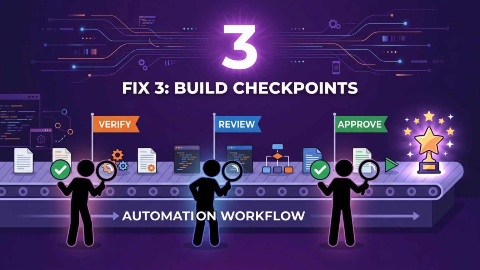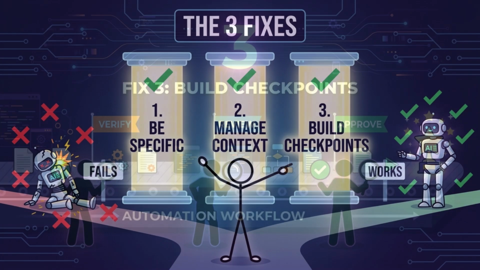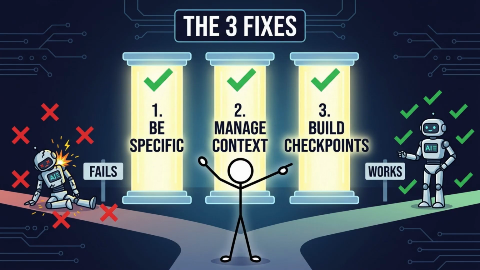The third fix is building checkpoints. You don't need to babysit the AI, but you do need to design your automation with stops and reviews built in. The 3 fixes are simple. Be specific, manage context, build checkpoints. That's it. That's the difference between an AI that fails and an AI that works.